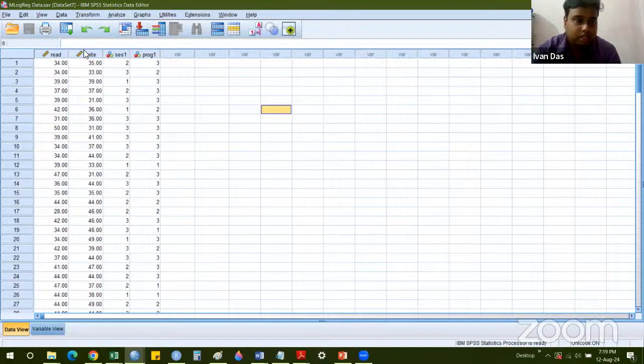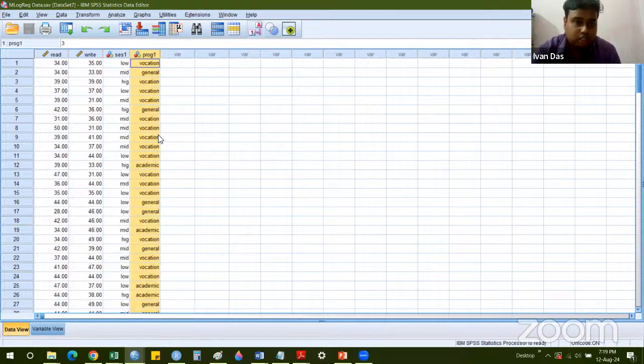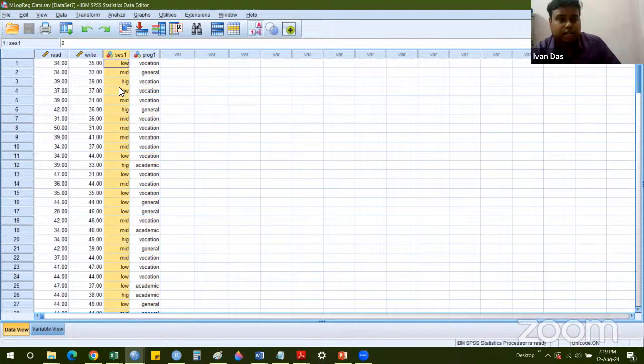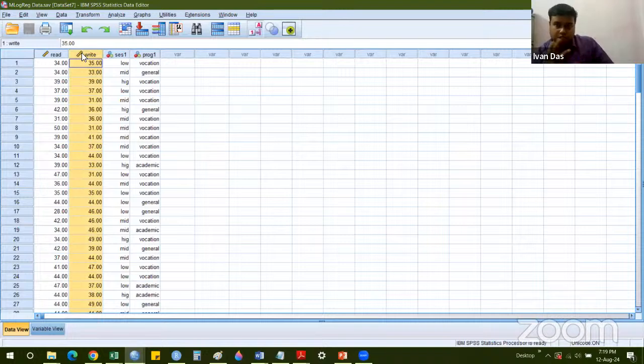Here you can see the read, write, ACS, and this program one is there. If I shift the view, you can see vocational, general, and academic. These are the three levels. Okay, this is my DV, the nominal DV. The ACS, the low, mid, high, is there, and we will take the write data only, not the read one. It is present, and I'll also show you by inputting the read also. But let us include these two variables: ACS one as the first IV and write as the second IV.